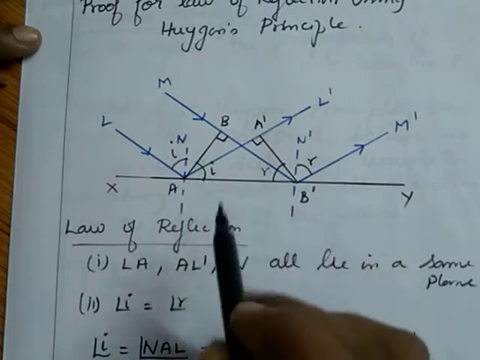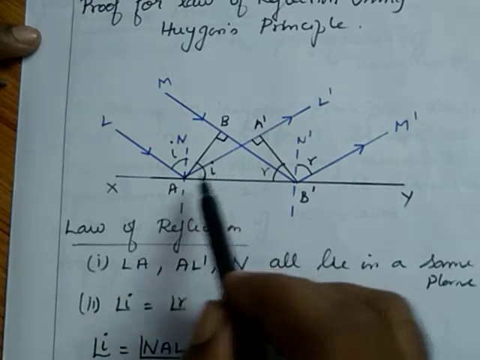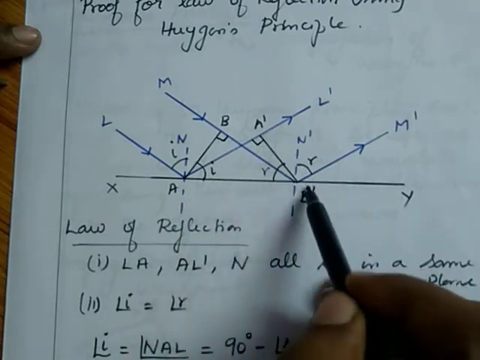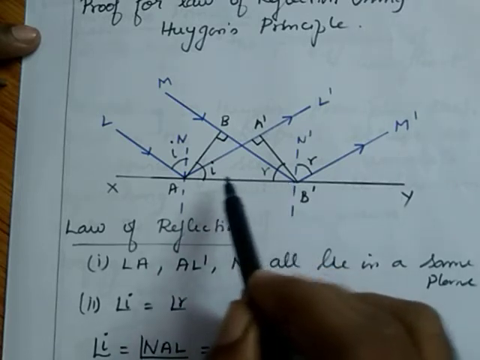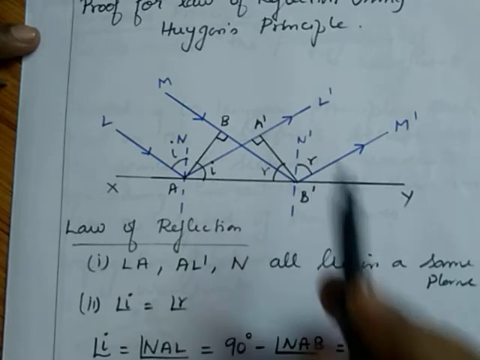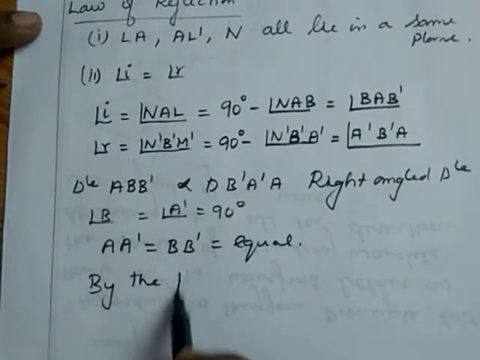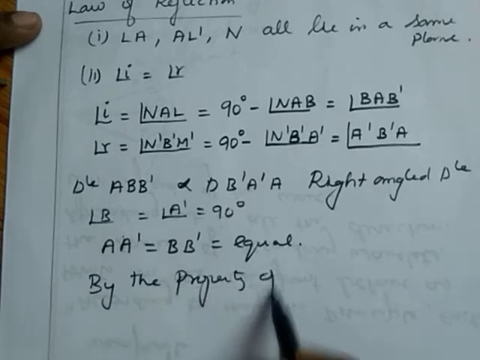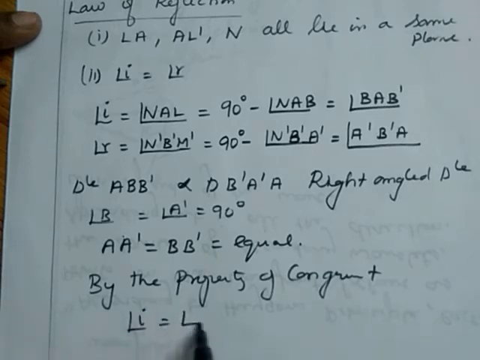These two triangles are congruent triangles, so we can see this is also 90 degrees, this also 90 degrees. The values A' and B' are the same. Here this is a common side. So we can consider angle I is equal to angle R. That is a property of congruence. By the property of congruence, angle I is equal to angle R. Here the law of reflection is proved.